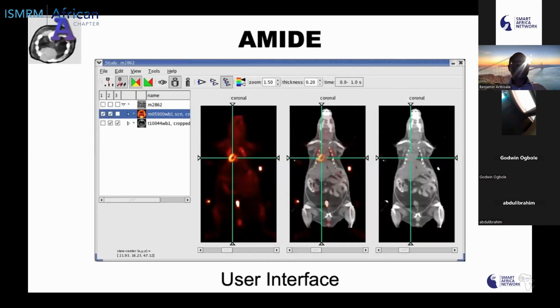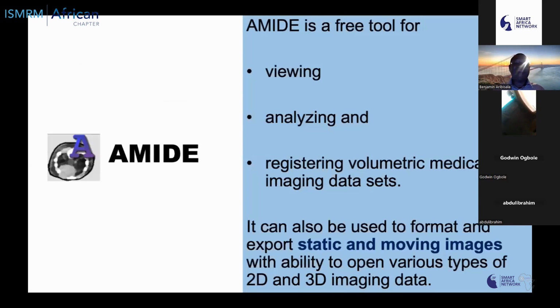So the third one is AMIDE. AMIDE is another image analysis tool that is commonly used for processing and analyzing MRI images. So you can use AMIDE for viewing, for visualization, for image analysis, for image registration. So similar to what you can use FSL to do, and it runs on Windows, and so it's very portable.